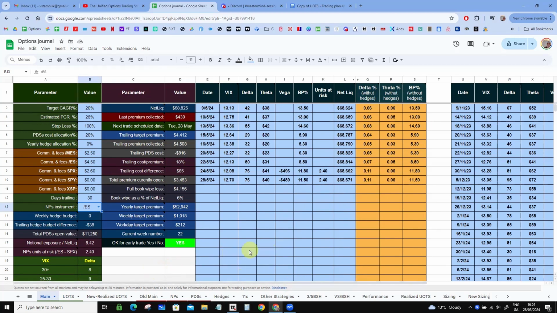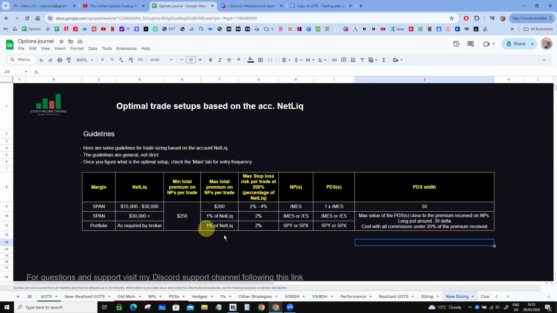And now let's take a look at what we need to do. Our weekly target premium is around 1,000. And if you take a look at the new sizing sheet, which is a simplified sizing sheet that keeps you in line with your individual trades. For accounts over 30,000, we want to make sure that our individual trade, when we sell naked premium, doesn't go over 1% of our net liq.